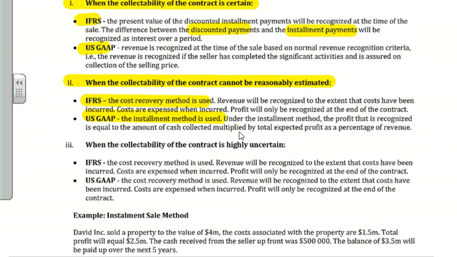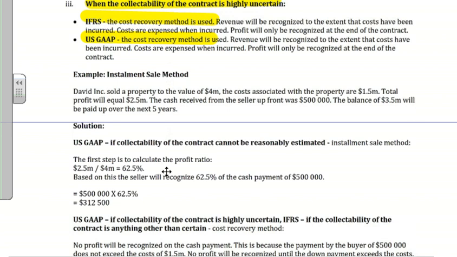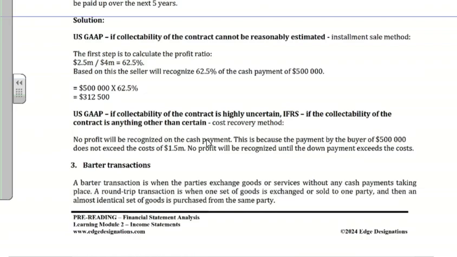When the collectability of the contract is highly uncertain, IFRS as well as US GAAP both say go for the cost recovery method. In other words, only recognize the extent of the revenue that you have already incurred in terms of costs. And there's a bit of example for you to take a look over there.